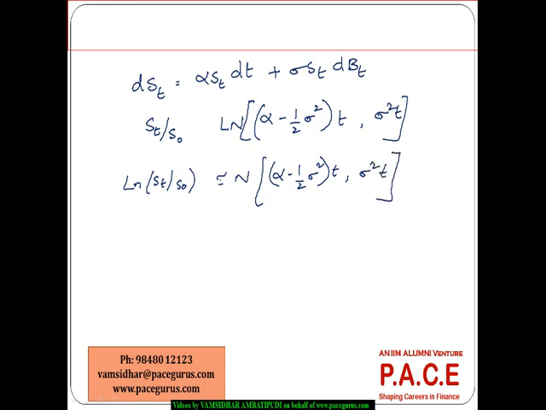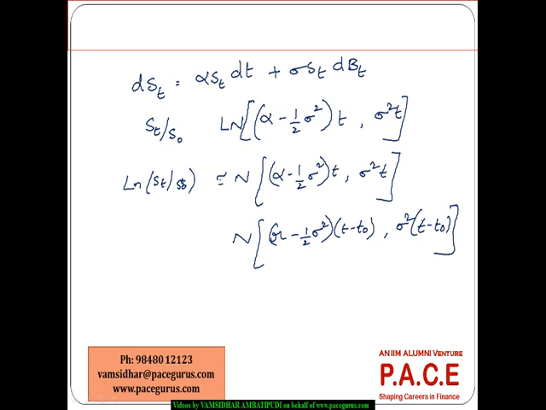And of course, if I am taking S of t divided by S of t0, I could very well convert it into the normal. Here the alpha for me is r, the risk-free rate of return, minus half sigma squared times t minus t0, and sigma squared times t minus t0 being the variance.